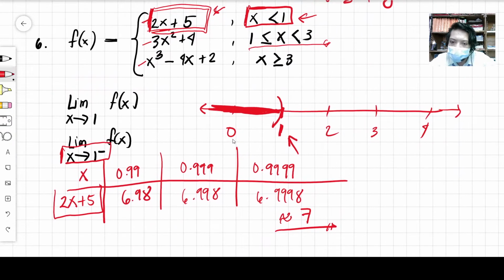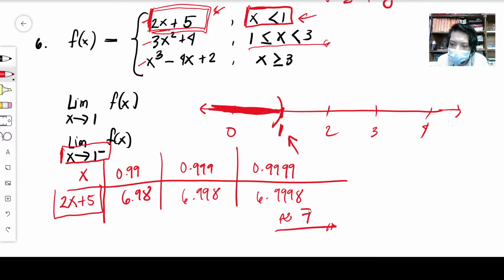Okay, so take note. The left-hand limit is 7. So let me write it here. This is equal to 7, so that I can erase this.